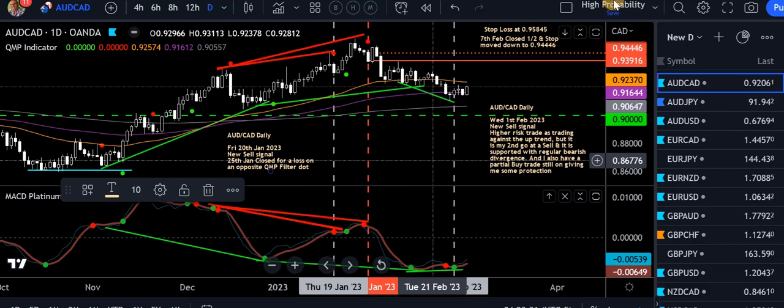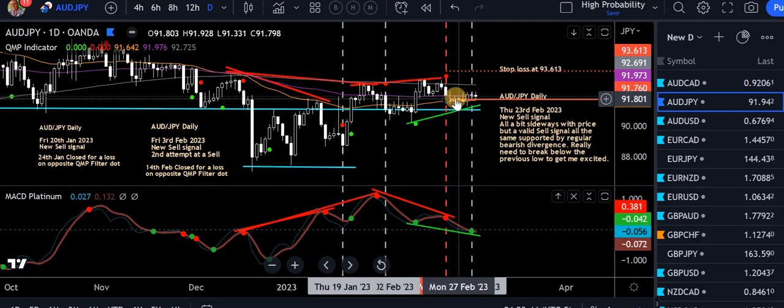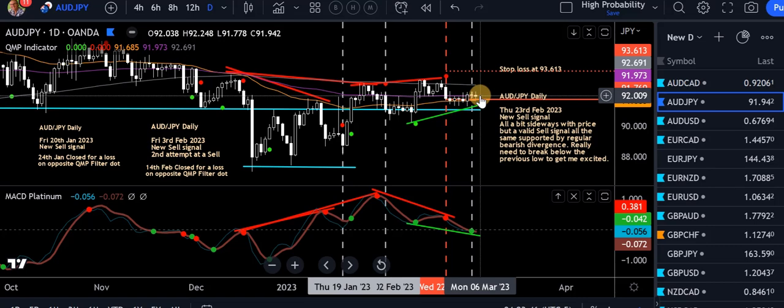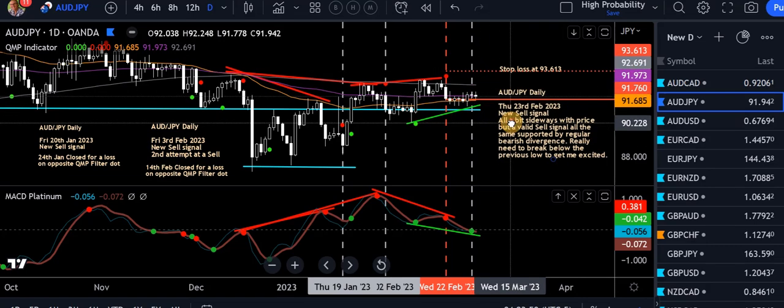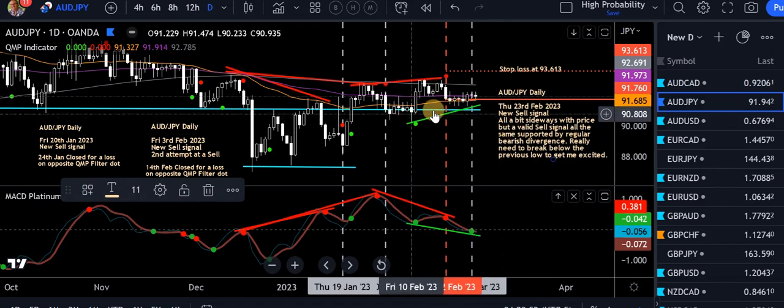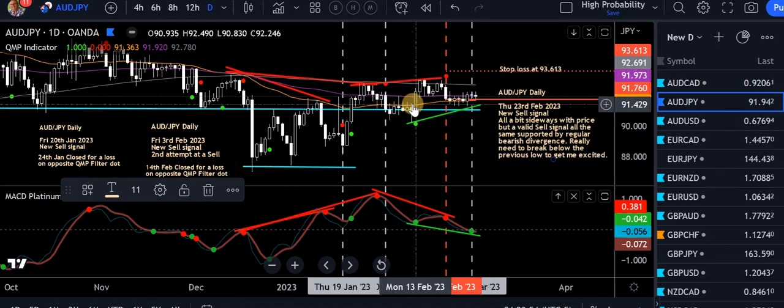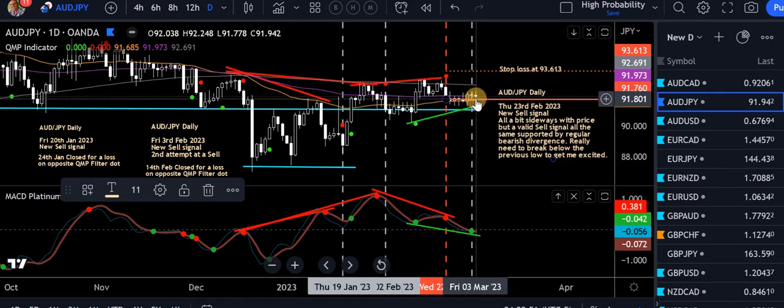Right, this is going to be slow. Aussie Japanese yen in a sell, going nowhere fast. In the meantime, the MACD platinum's already gone through the zero level, and we're just above the entry level. The stop's still up here. It's very range bound, this yen pair, as a few of the yen pairs are.